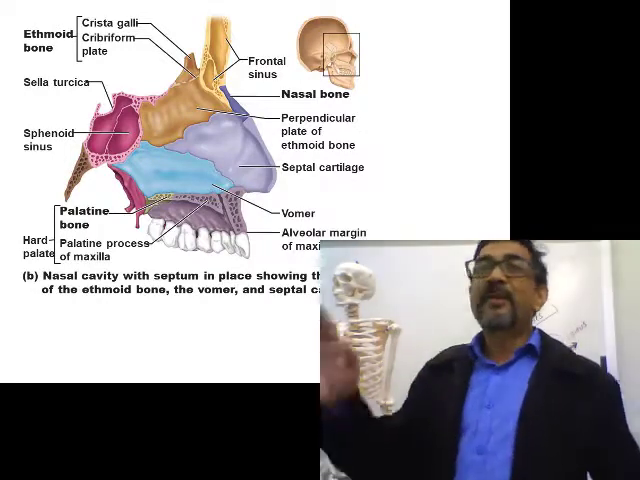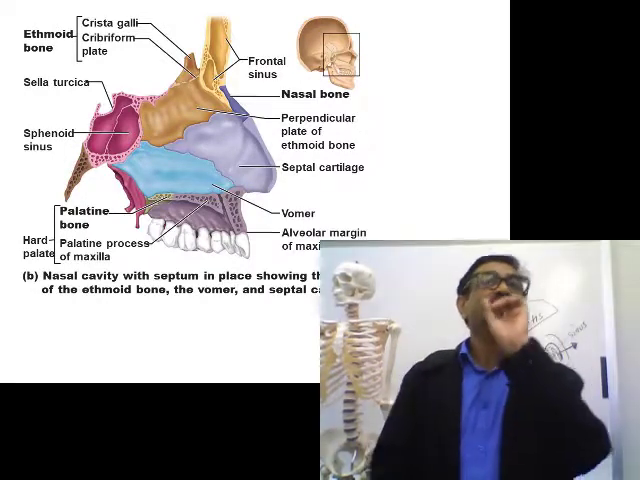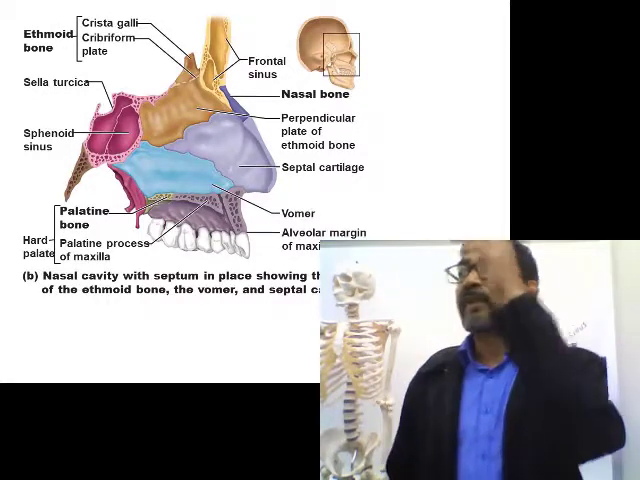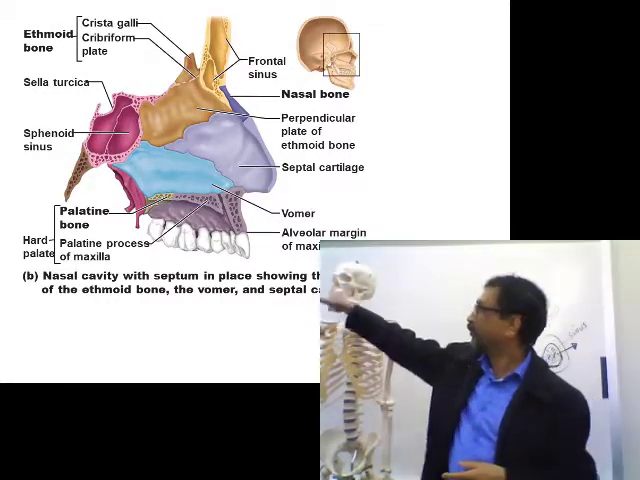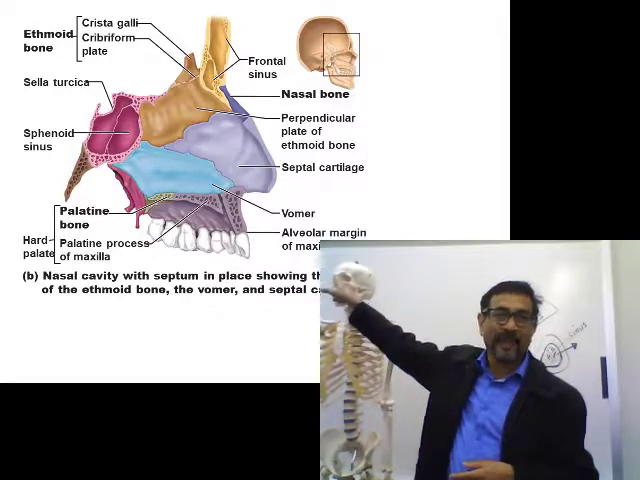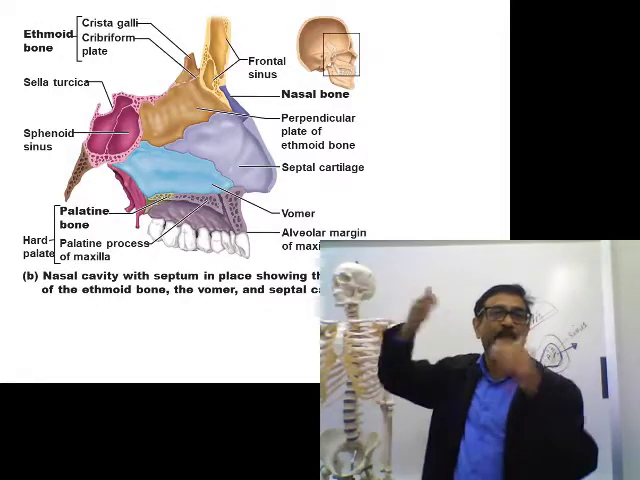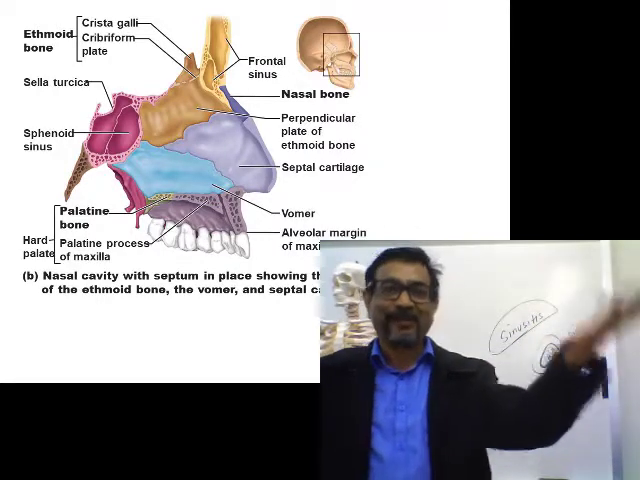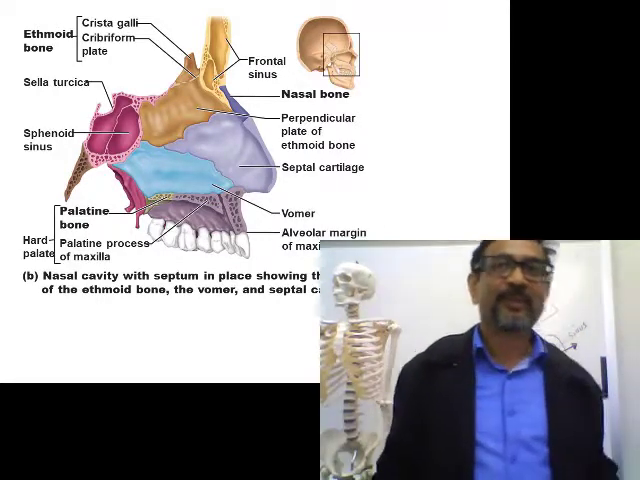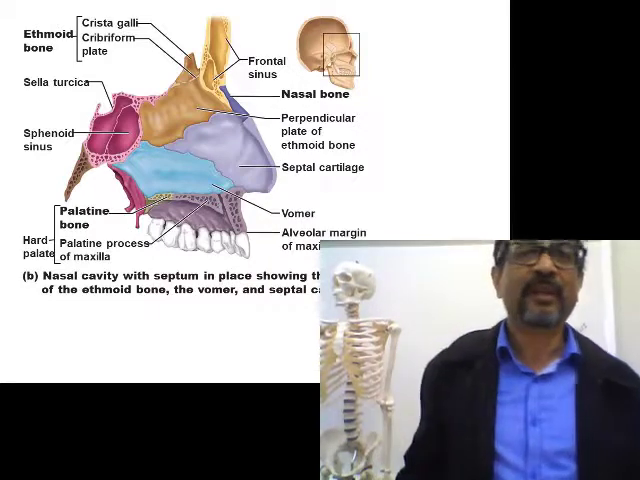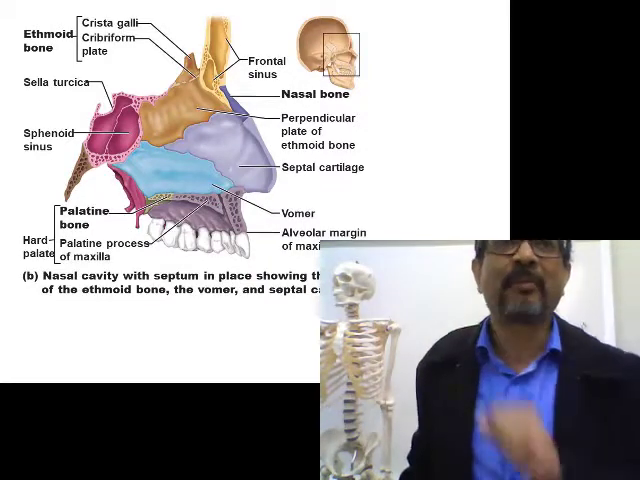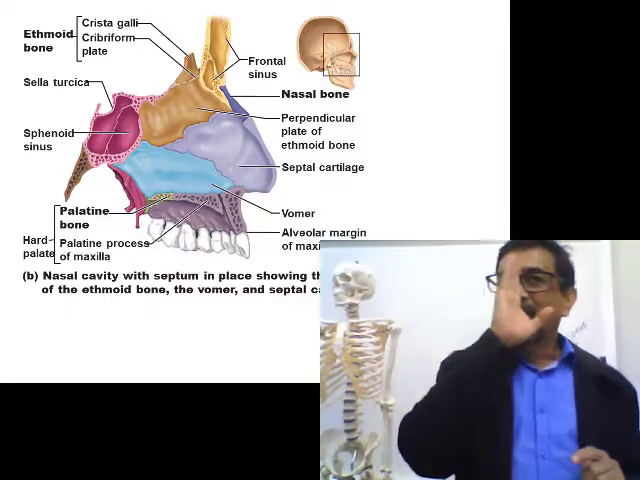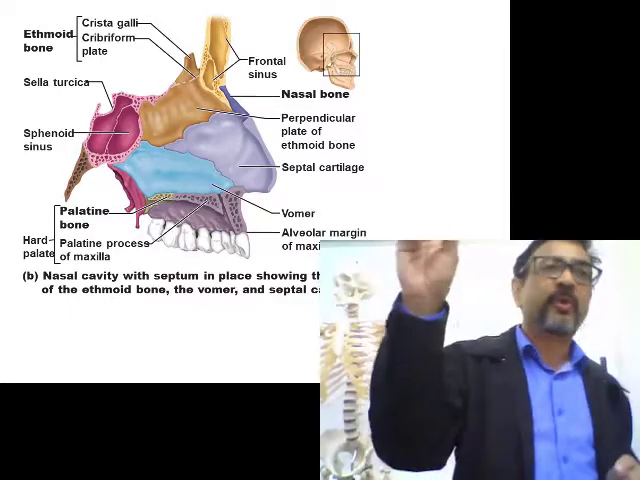So if I ask you, the palate, roof of the mouth, is formed by which two bones? Anterior 2/3 is formed by maxillary, right? Anterior 2/3, and posterior 1/3 by the palatine, because the name is palatine bone. Yeah, posterior 1/3, right? So that's the palate. Now, if I ask you nasal septum, bony part is formed by which two bones?